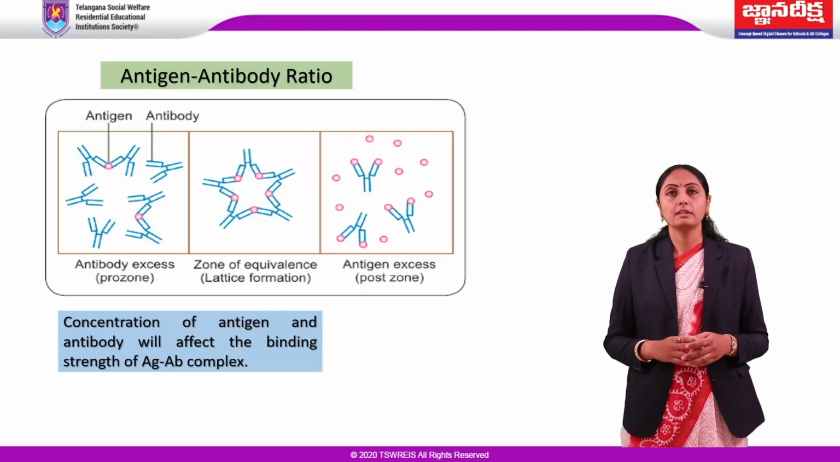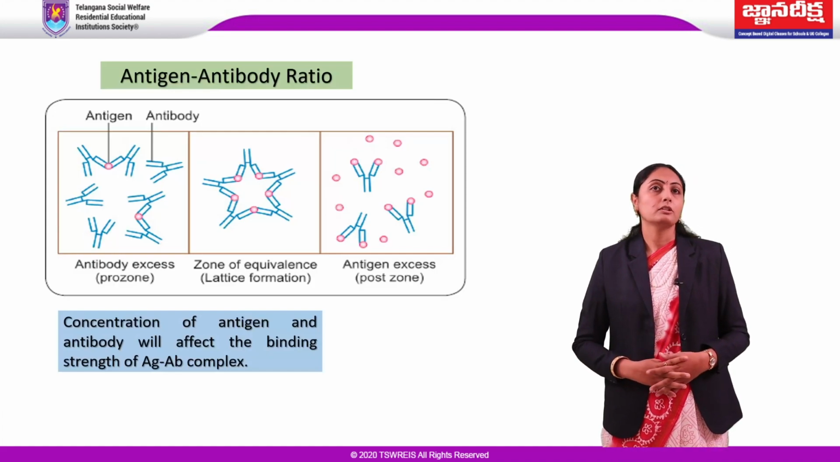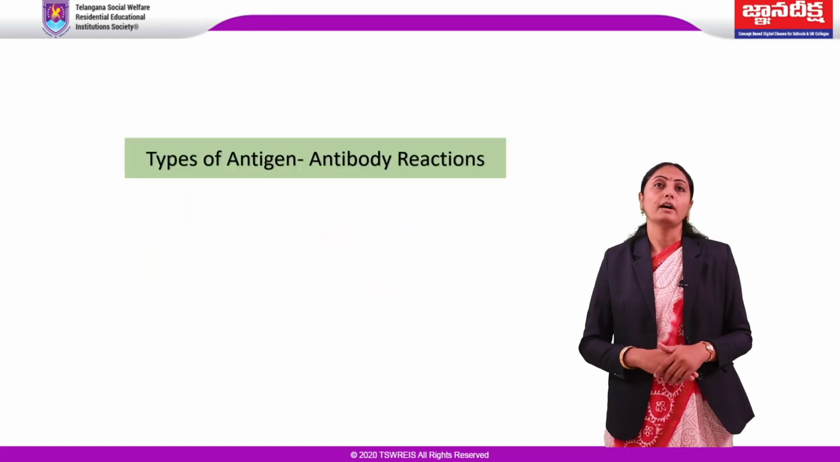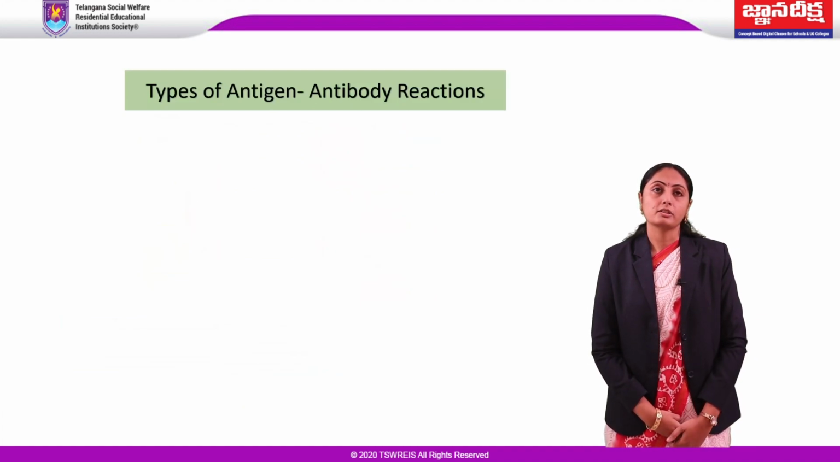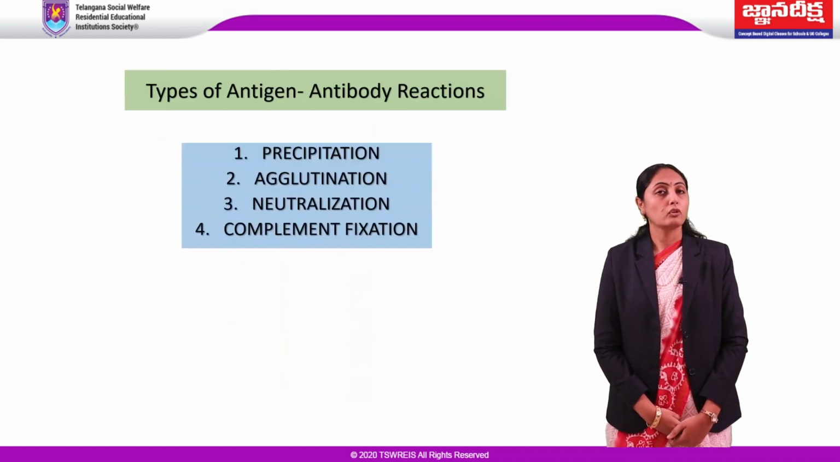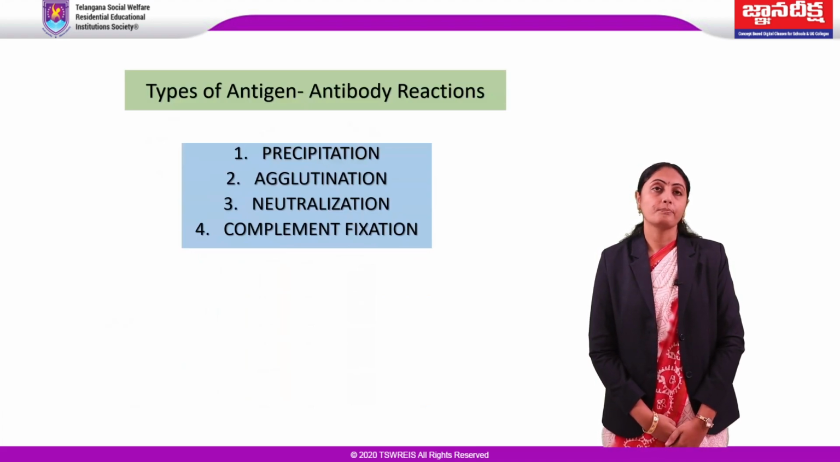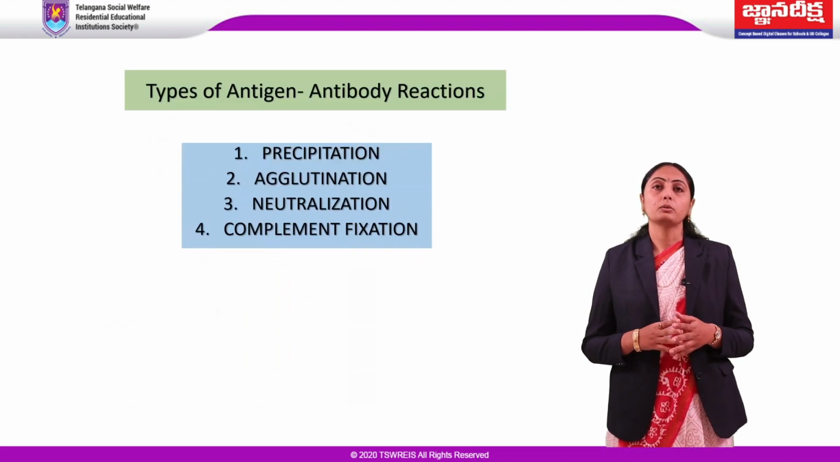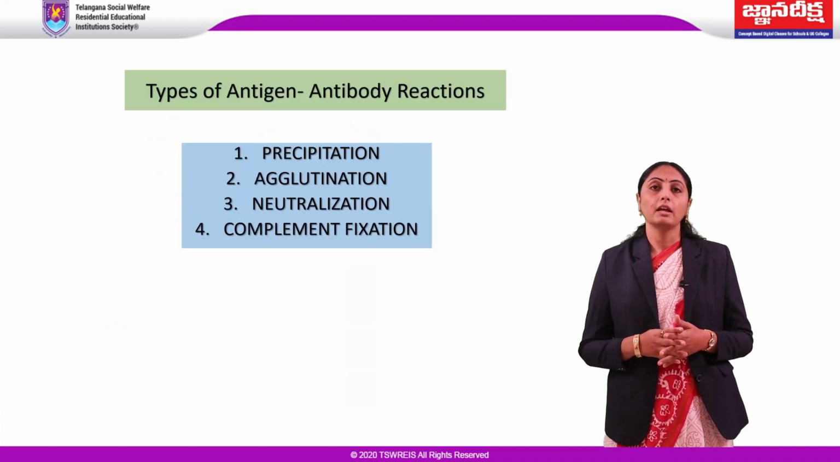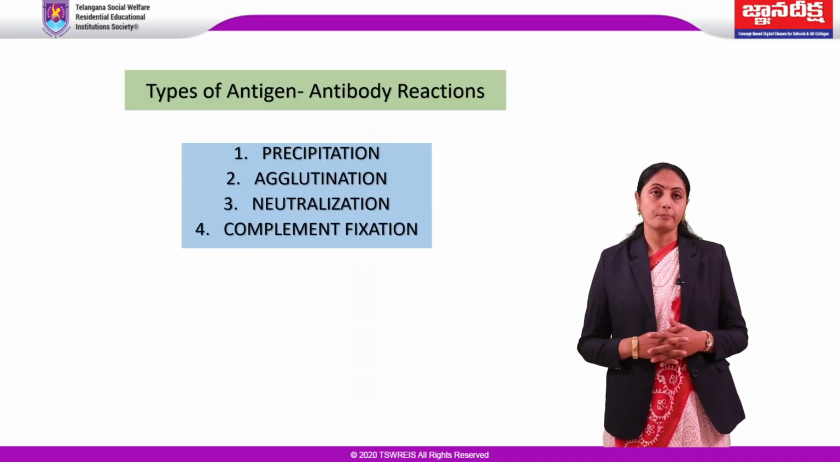With these concepts in mind, we are now ready to learn different types of antigen-antibody reactions. There are four main types of antigen-antibody reactions: precipitation, agglutination, neutralization, and complement fixation.